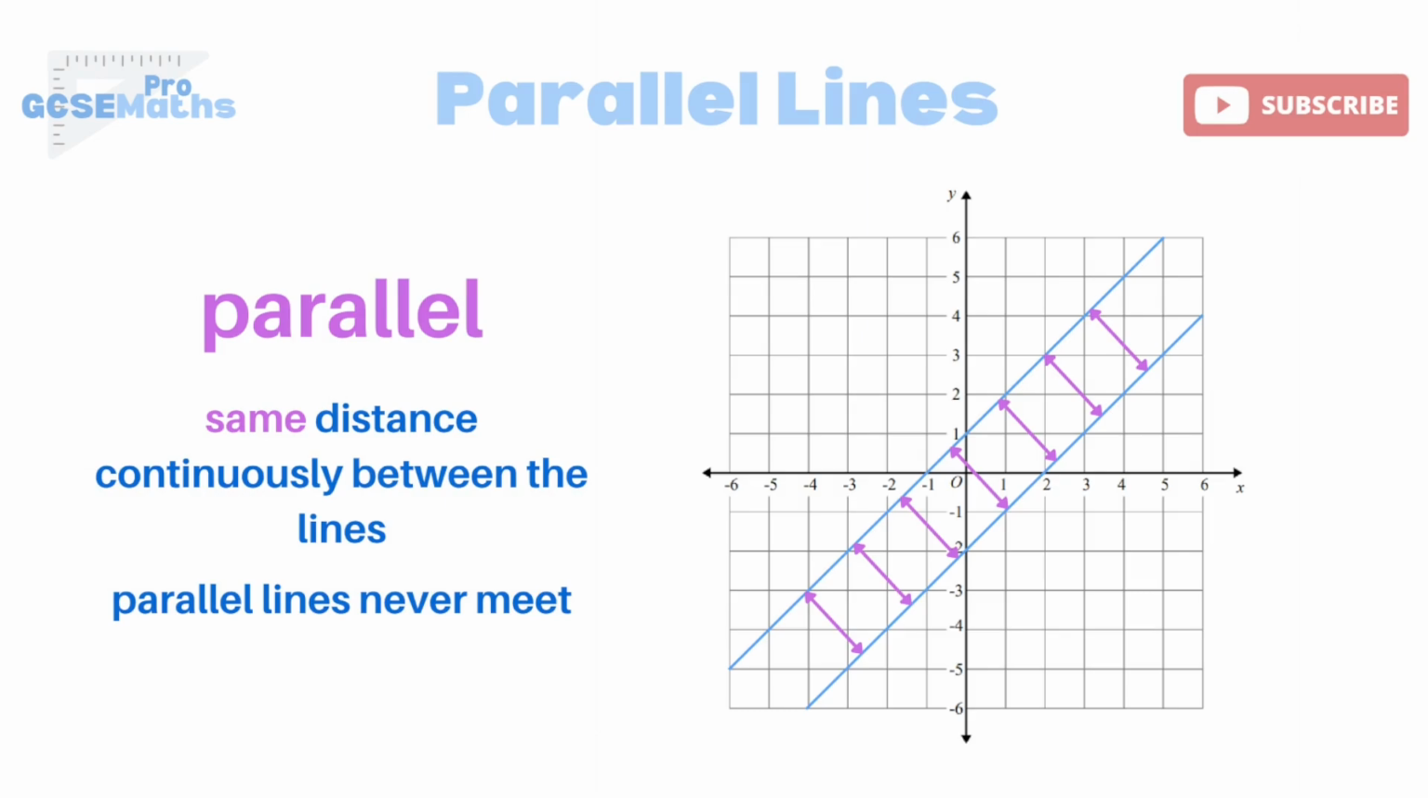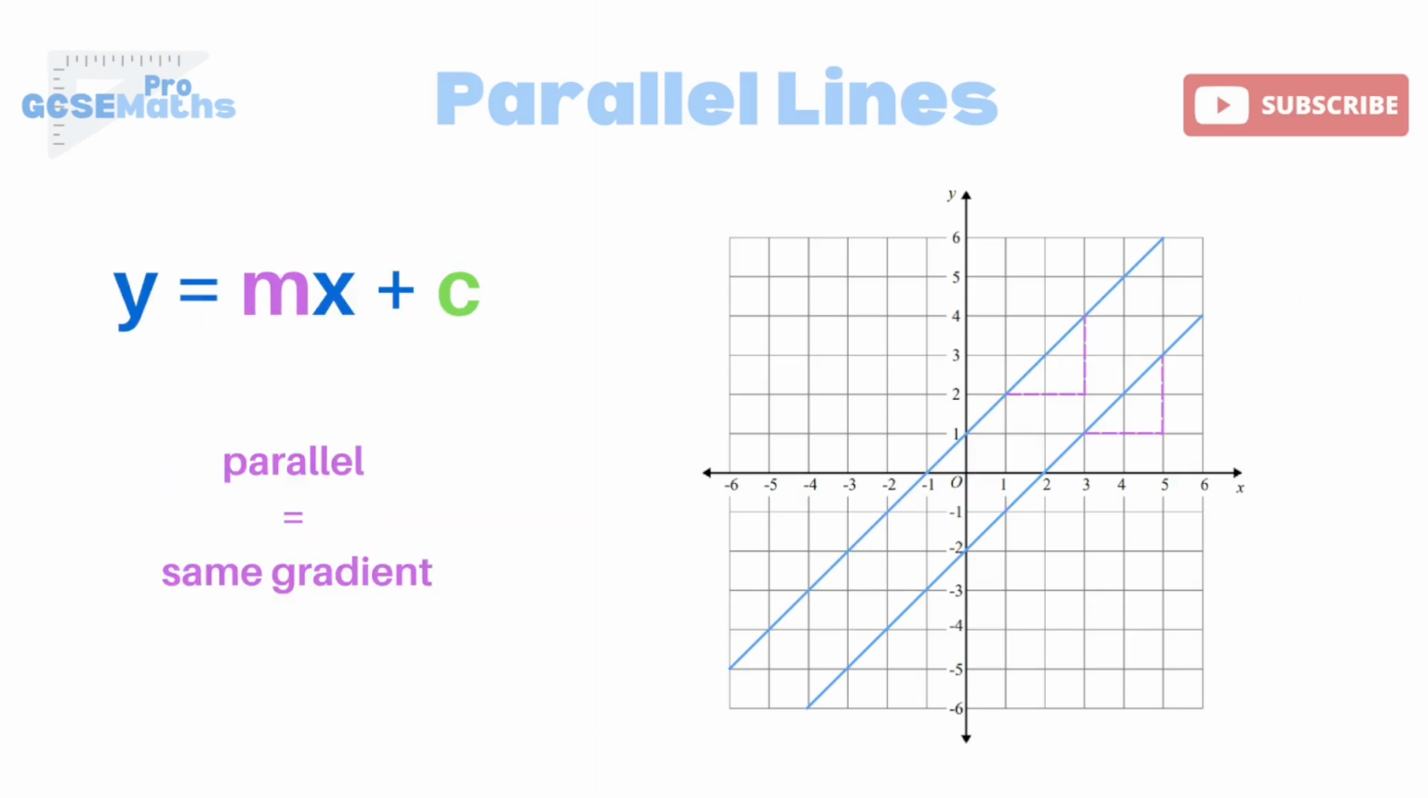Now that is relevant to parallel lines because they are obviously straight lines, but we also need to know what parallel means generally. If you're not sure what parallel means, in the context of lines it's basically that we've got the same distance continuously between the lines, or in other words, parallel lines never meet. So you can see between these two blue lines, they are the same distance apart the whole way through. They're never going to cross and they're never going to get further away from each other. It's just the same distance apart.